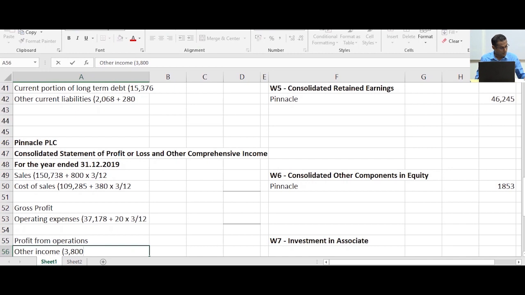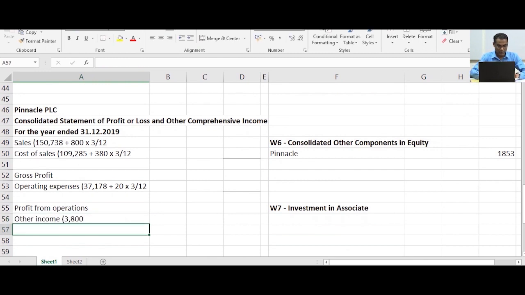Similarly, after that what you have is other expenses and losses. Okay, after other income, the next item is other expenses and losses. Parent is having a 2,528 figure, and the subsidiary doesn't have any other expenses. Okay, 0. Only the parent is having the numbers.